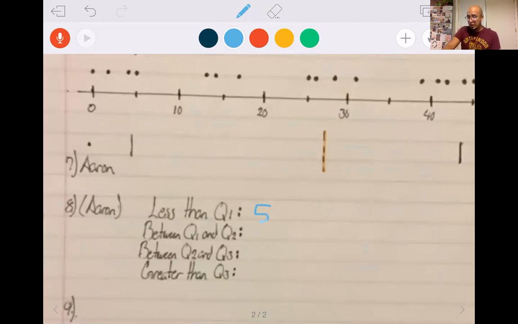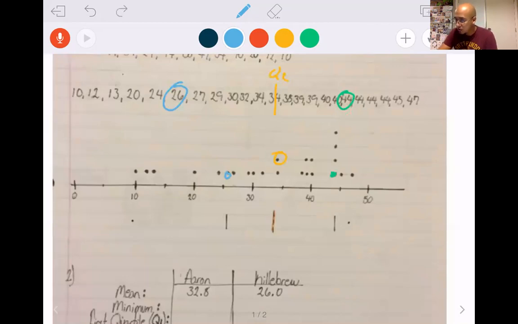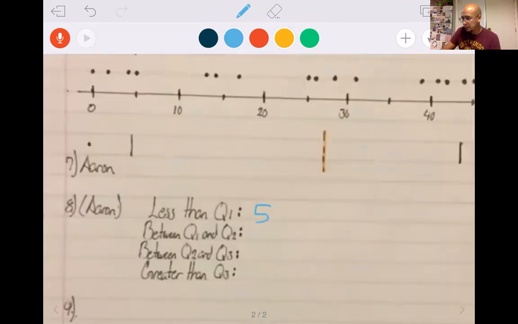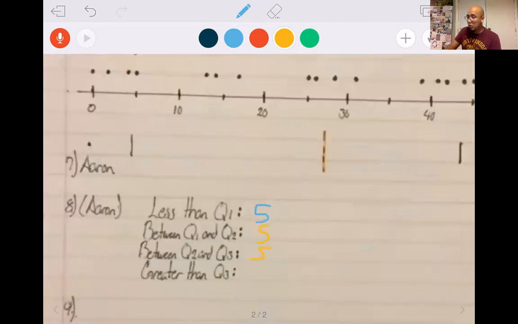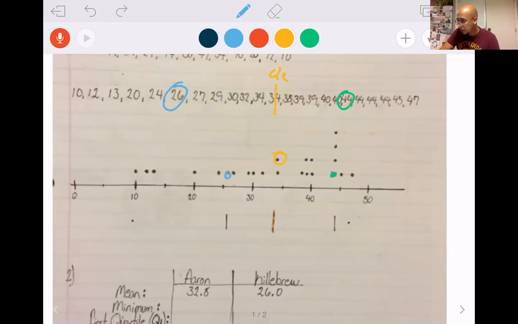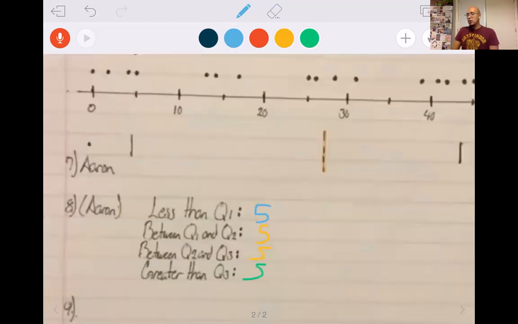How many dots are between Q1 and Q2? First quartile and the second quartile. So the dots in between, we have 1, 2, 3, 4, 5 again. Now between Q2 and Q3, we have 1, 2, 3, 4, 5 again. And greater, more than Q3, we have 1, 2, 3, 4, 5, as we can see up there. And so again, the answer is five.